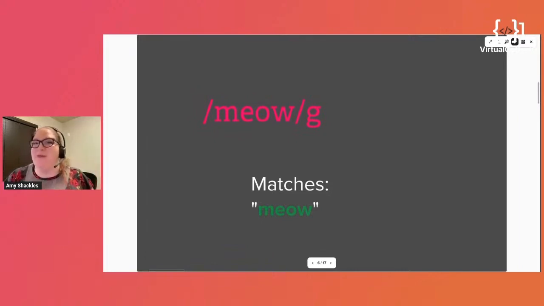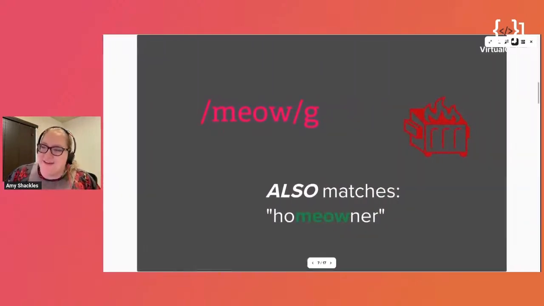You are going to match meow. Unfortunately, the word homeowner also includes the word meow as a substring. So when you have a regex that matches meow globally, you are matching meow, but you are also matching homeowner, which is not the intended target.